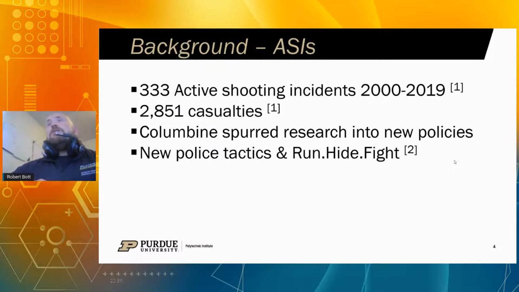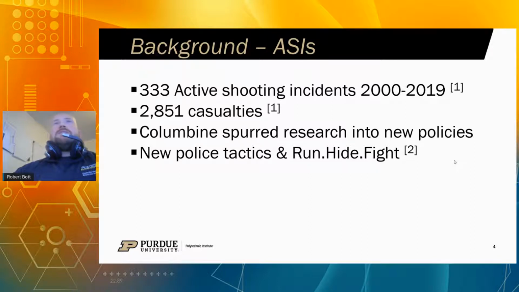So a real brief background on active shooting incidents. Could talk about this for hours. There's a lot there. If you've watched the news over the last couple decades, you've seen a lot of these active shooting incidents, particularly in the United States. According to the FBI, we've had 332 active shooting incidents between 2000 and 2019, 2,851 casualties, including dead and injured. One point to note is Columbine spurred research into new policies. And this is important for this particular model and the research we have done because we based our model off of the Columbine library that was modeled.